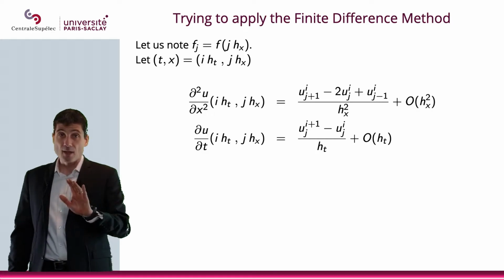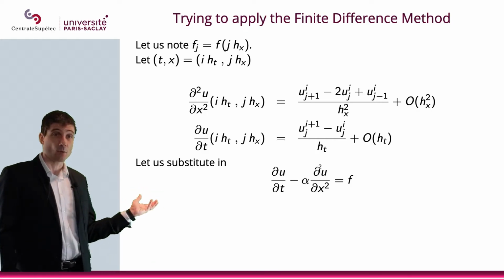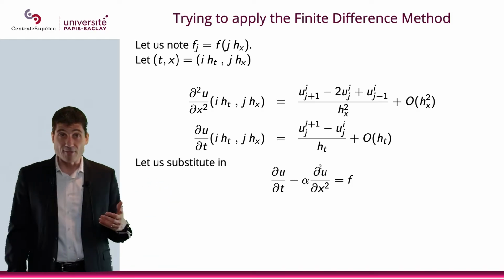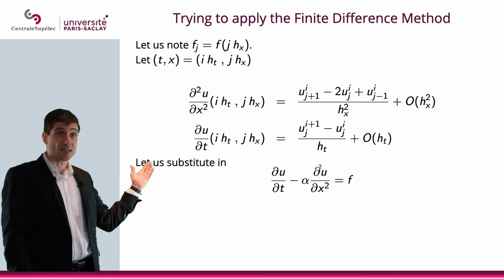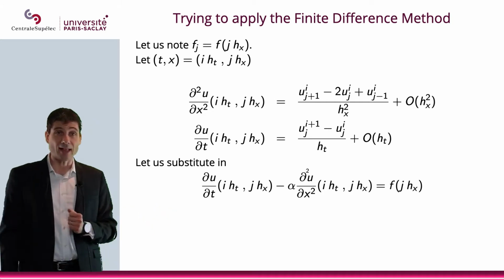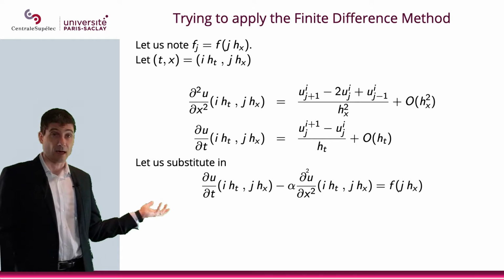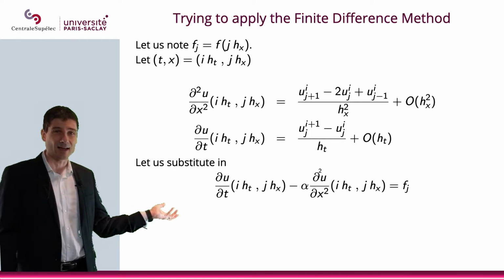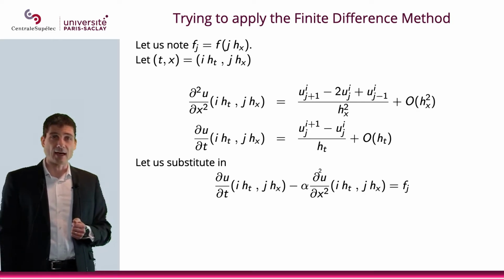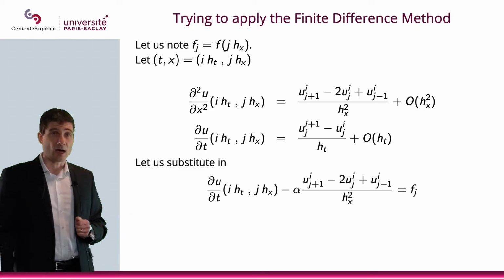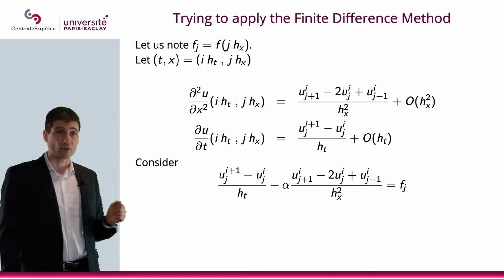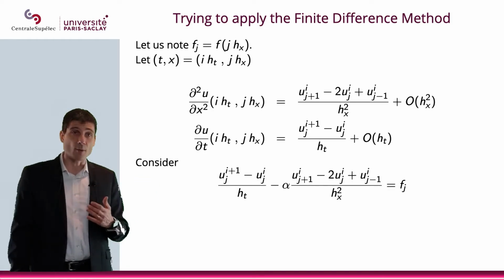Okay? Now, when I consider the equation that I'm interested in, which is du over dt minus alpha d second u over dx squared equals f, then I'm going to substitute these expressions in that equation. So what I'll get is this. Obviously the right-hand side will be replaced by f_j, and I'm going to replace the second derivative by this expression up there, and the time derivative by this expression over here. So in the end, what I obtain is this.